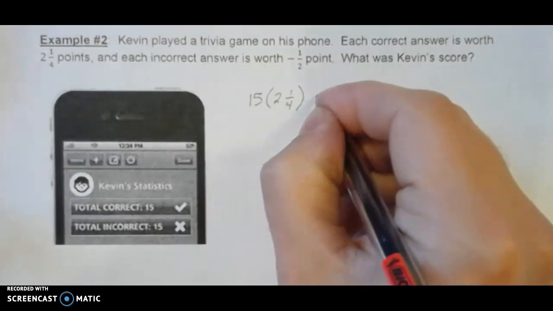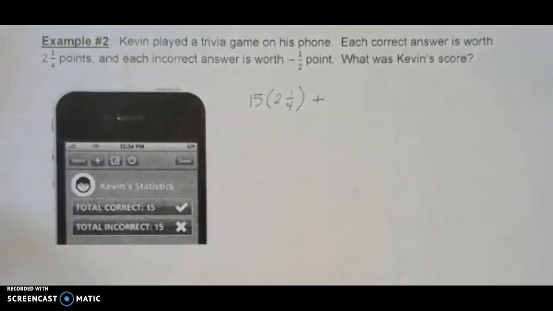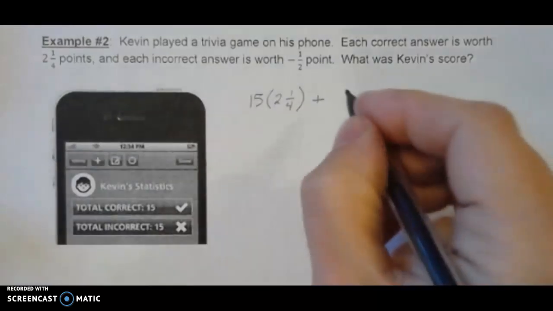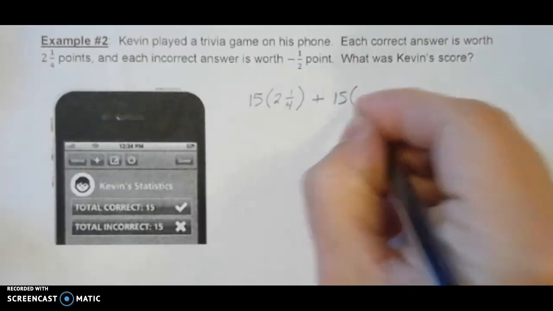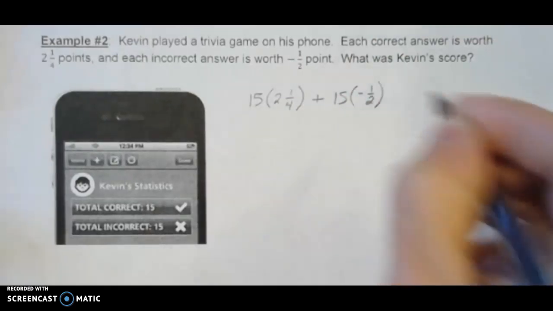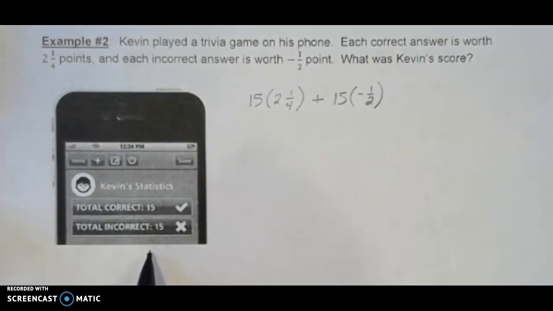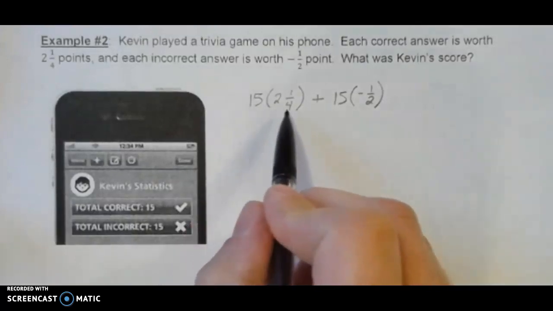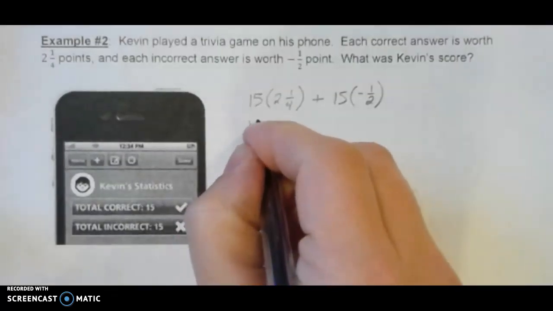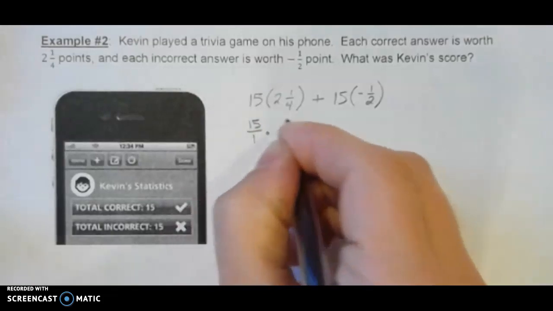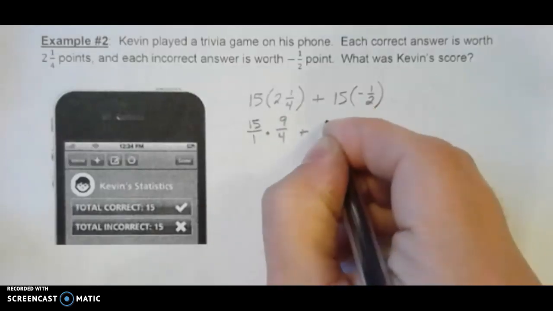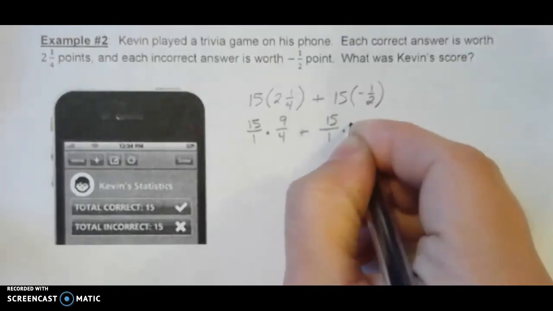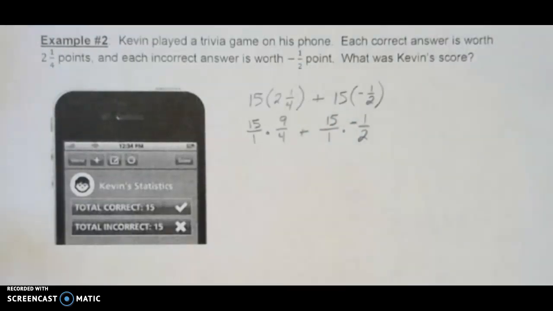And then I'm going to have to add the amount that he's going to have to take away from his wrong answers. All right, each wrong answer is worth -1/2 a point, so we're going to do 15 times -1/2 because he had 15 wrong answers. All right, so now I'm going to change everything into just fractions. 15 is the same as 15 over 1 times 2 1/4, which is 9/4, plus, again, 15 is 15 over 1 times -1/2, which was already a fraction.